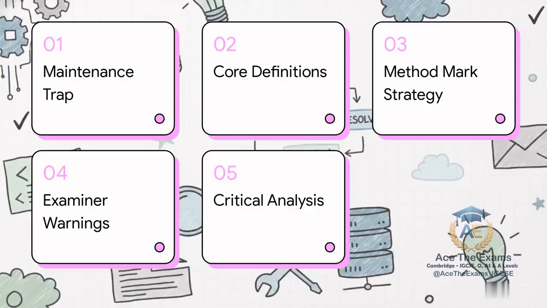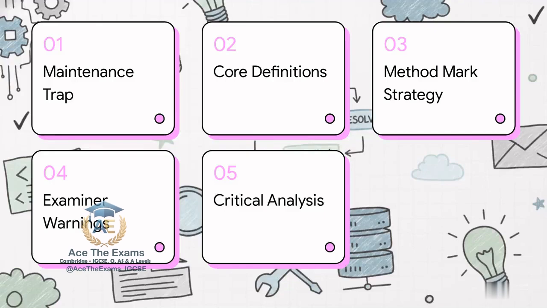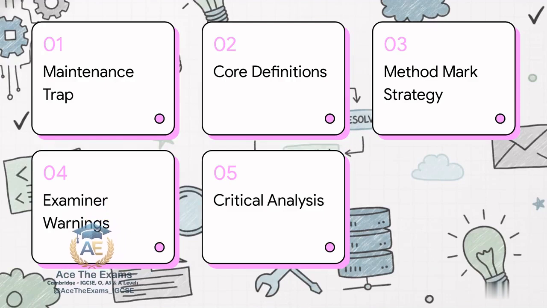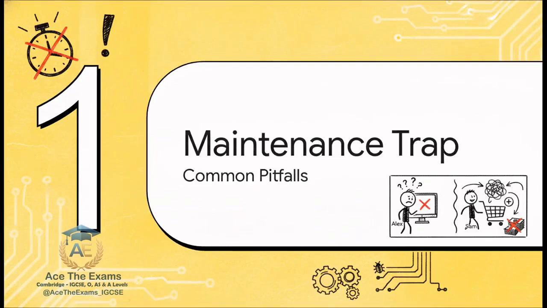Here is our roadmap to completely mastering this topic today. First, the maintenance trap. Second, our core definitions. Third, the highly effective method mark strategy. Fourth, specific examiner warnings. And finally, mastering critical analysis. Let's jump right in. Section 1, the maintenance trap.